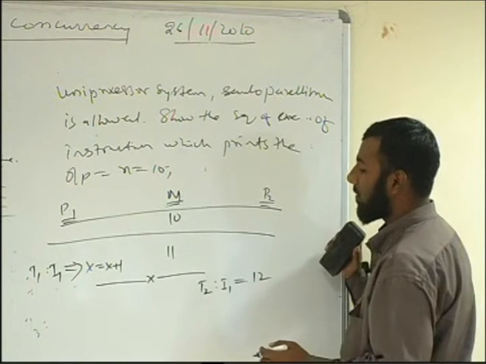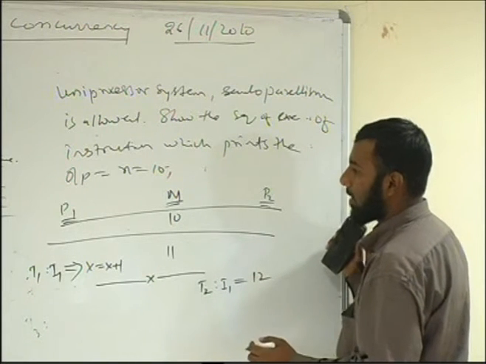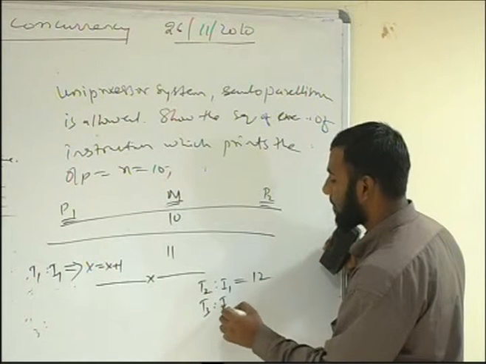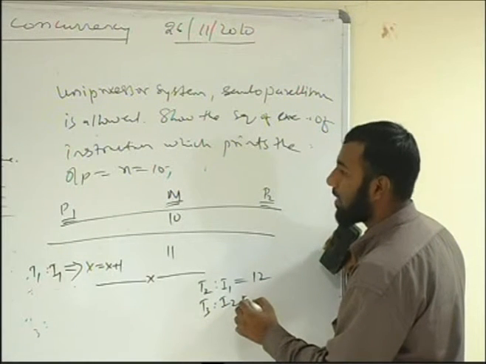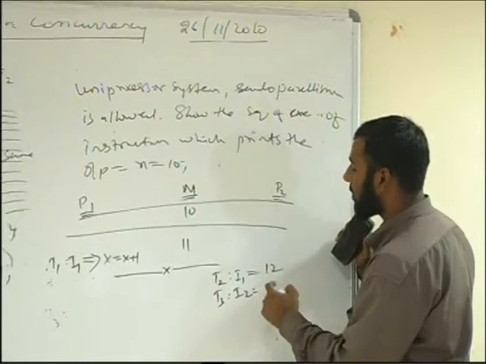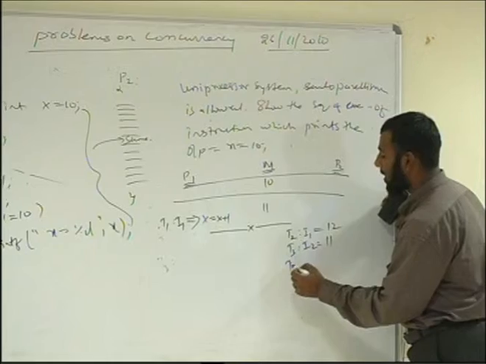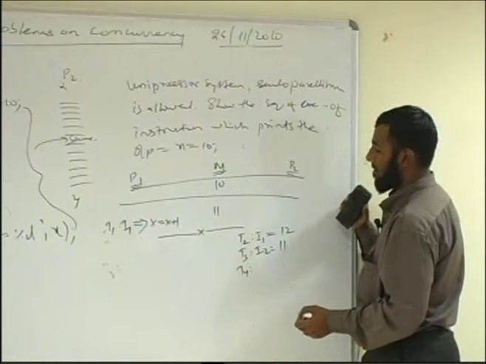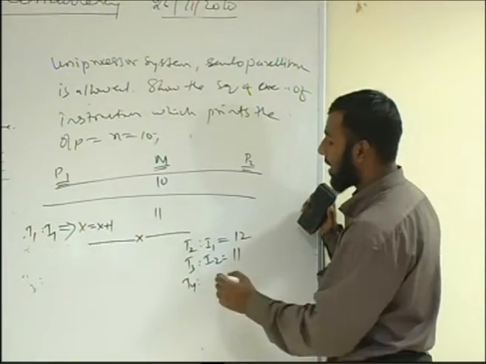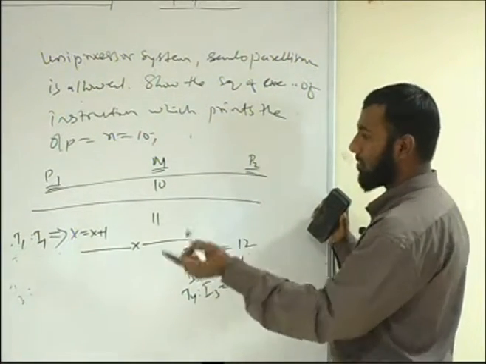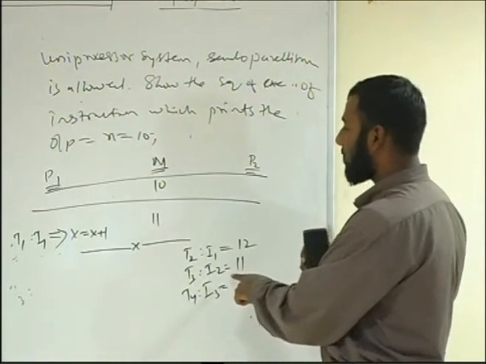Once the value of x1 is 12, then at time T3, instruction I2 will be executed. It makes the value 12 to be 11. Now at time T4, for example, instruction I3 is executed. If instruction I3 is executed, now it is true that the value of memory contents here.